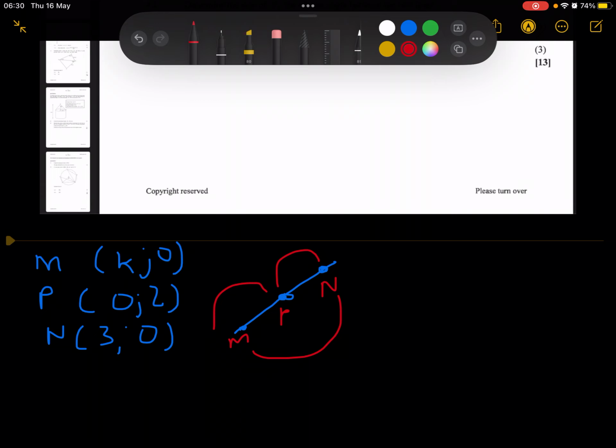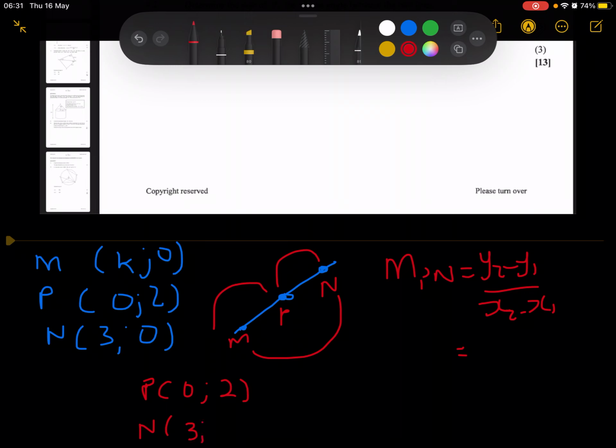Let's start with the gradient of PN. So m of PN is given by y2 minus y1 over x2 minus x1. Now if we're looking at PN, I always advise learners to rewrite the coordinates that they are working with and label them as x1, y1, so that you just plug and play x2, y2. So now our x2 here, it's a 0 minus 2 all over 3.